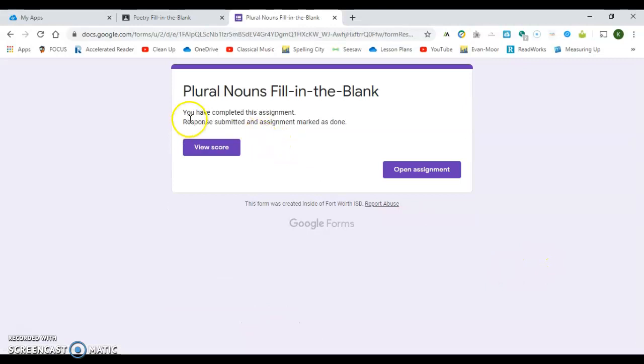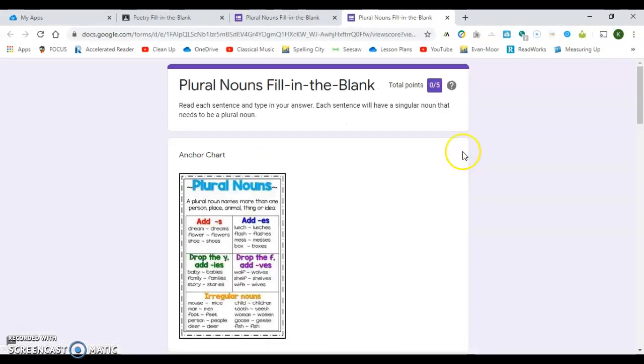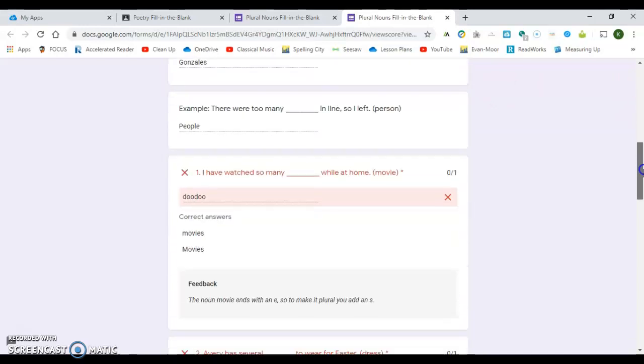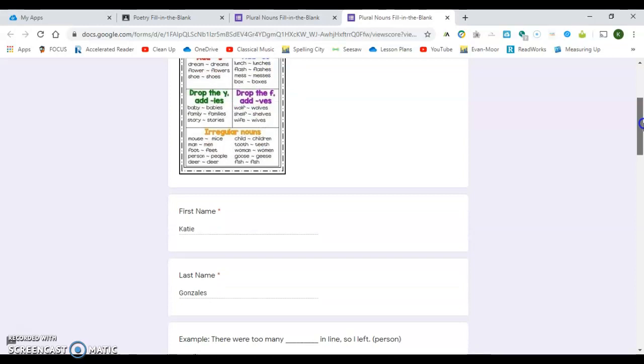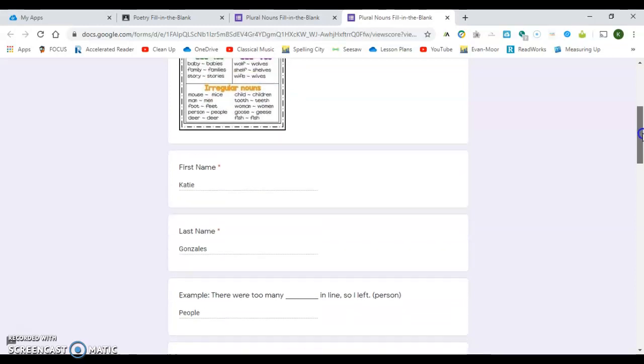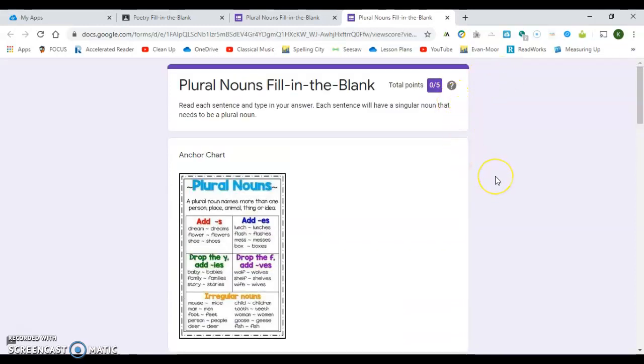Okay, now you have completed this assignment. Response submitted and assignment marked as done. Okay, so you don't have to do anything else. Now you can click on view score. It's going to show you your total points. I got a 0 out of 5. And then you can go back and you can look, and it's going to give you some information about your answer. It'll give you some feedback. Okay, so that's it. That's all you need to do is complete that assignment.